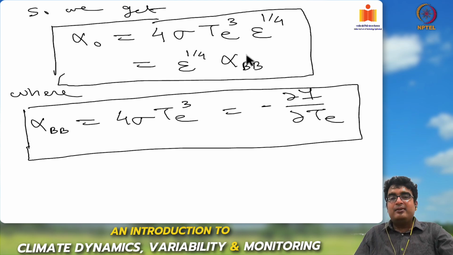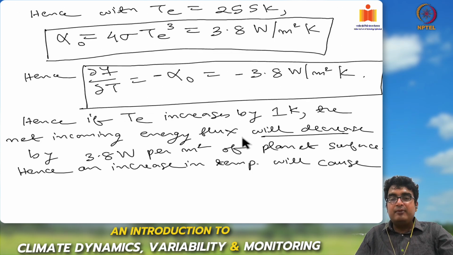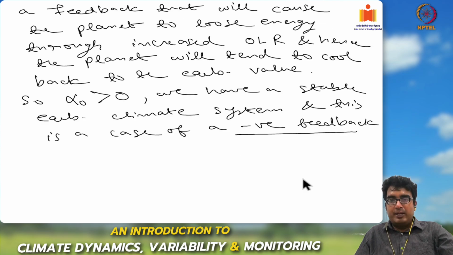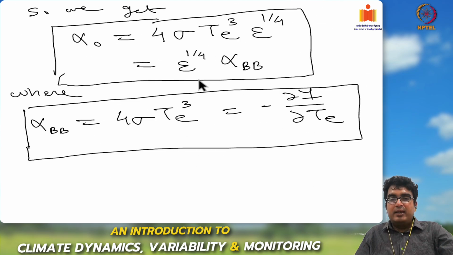We will discuss that. But first, you see this alpha 0 is 4 sigma TE whole cube, emittance to the power 4. So it equals emittance to the power 4 alpha BB. So alpha BB is the no atmosphere case, the alpha blackbody emission temperature base case. This is 4 sigma TE whole cube, which is minus dF/dTE. And we have already evaluated alpha BB for our case as 3.8 watt per meter square Kelvin. So this is the value here into emittance to the power 1/4.